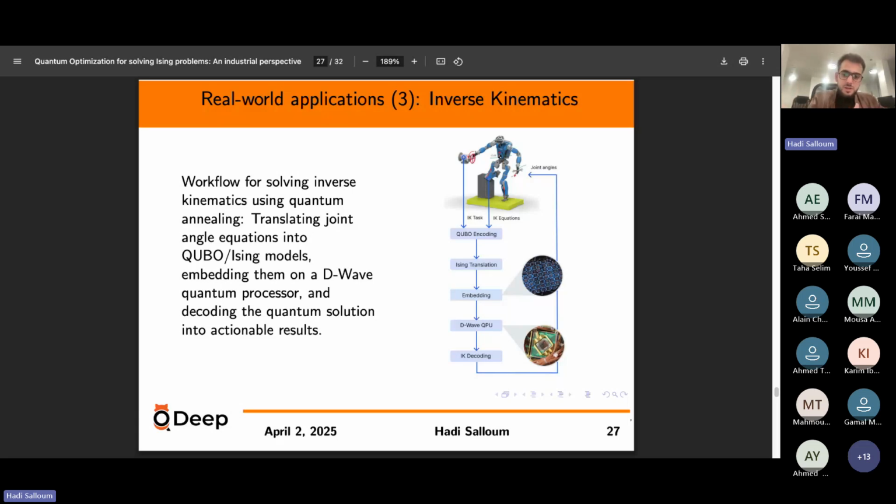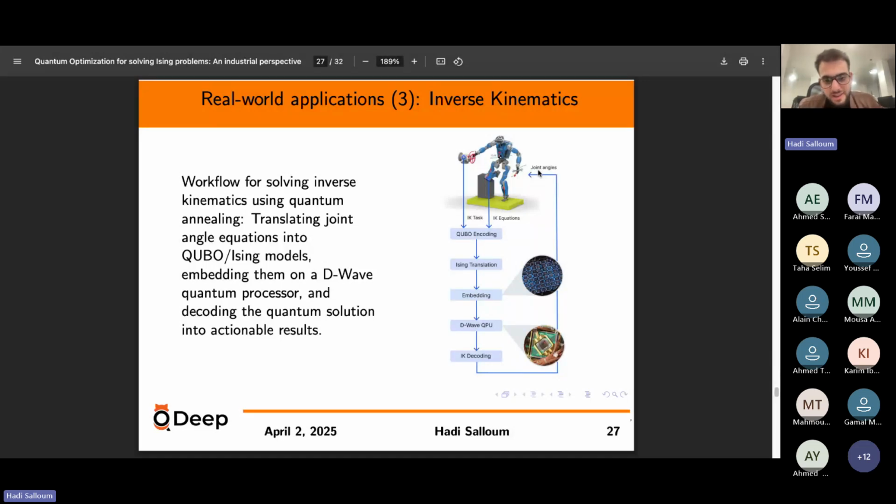After that, there is something called Ising translation, because the D-Wave quantum annealer accepts just flux qubit values between -1 and 1, and coupling between -4 and 4. After that, we make embedding, because you have different types of embedding, clique embedding, general embedding. After that, it goes to the D-Wave QPU, and it gives you a solution. We take the solution, decode it, and after that, we find the best angle.